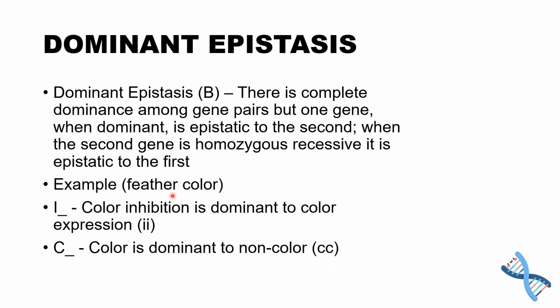So, let's illustrate that. Let's take for example the feather color. Now, the dominant I will pertain to the color inhibition. So it inhibits the color, which is dominant to the color expression, the recessive, our homozygous recessive i. Then our dominancy will pertain to the color which is dominant to the non-color, which is our homozygous recessive. So, okay, let's illustrate.